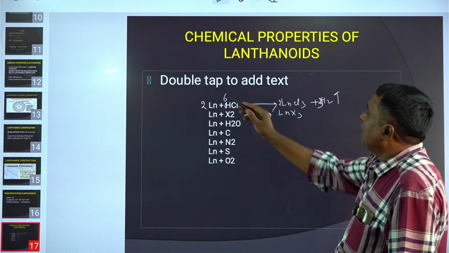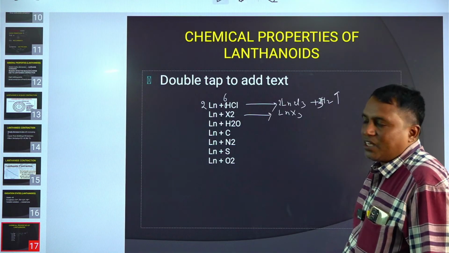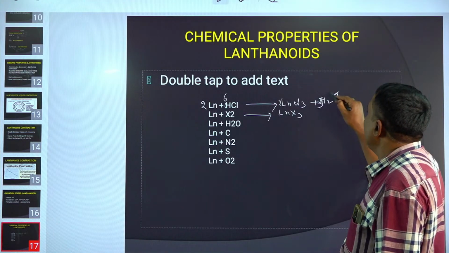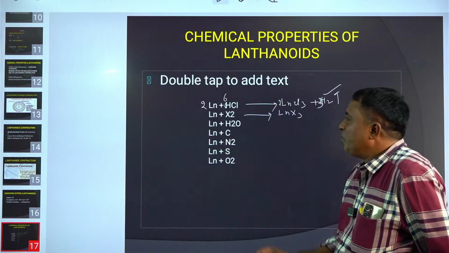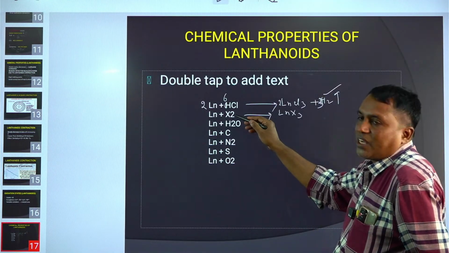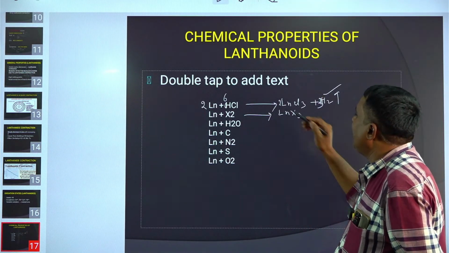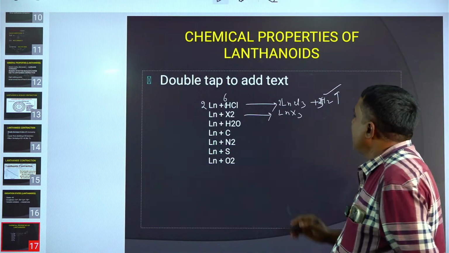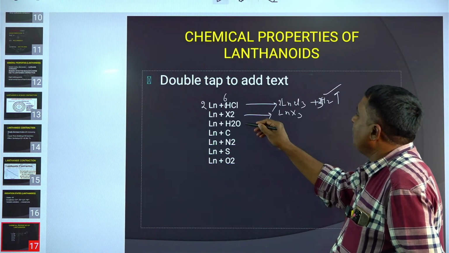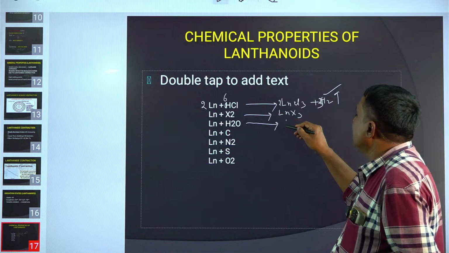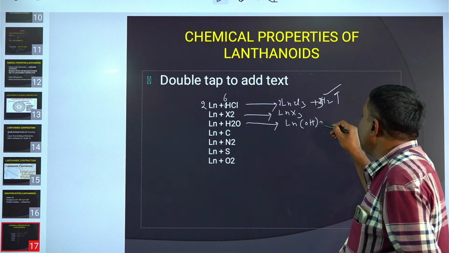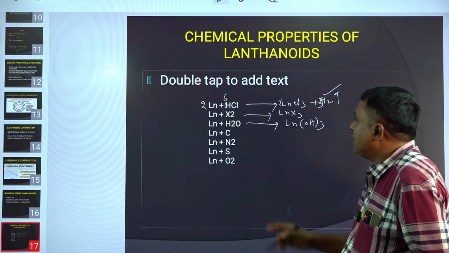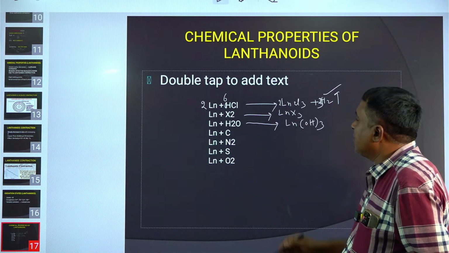Therefore, when lanthanum reacts with HCl or acids, they release hydrogen gas. And when lanthanide elements react with halogen atoms, you get LnX3 type of halides. When reacting with water, lanthanum forms lanthanum hydroxide, Ln(OH)3.